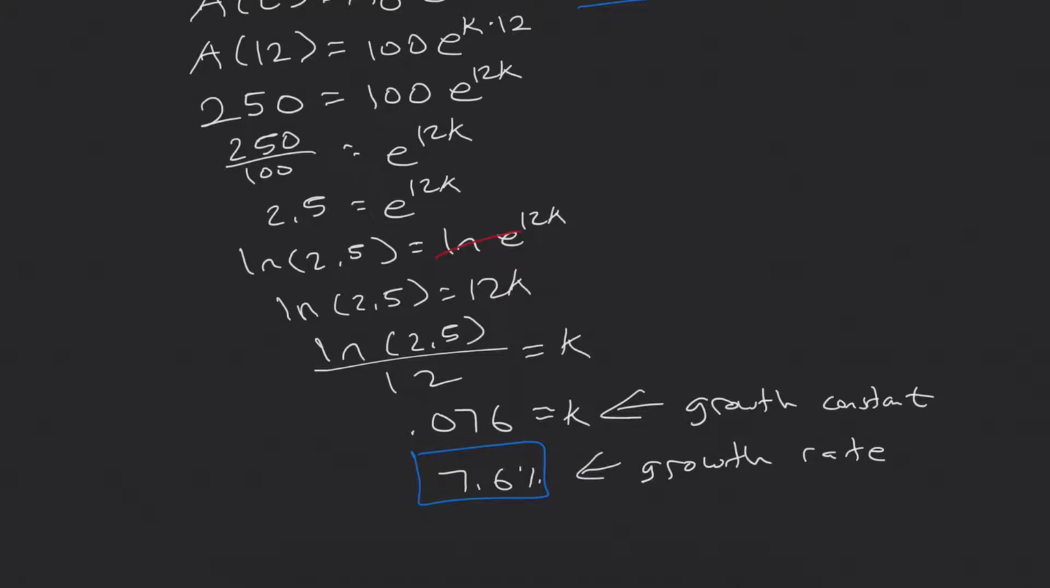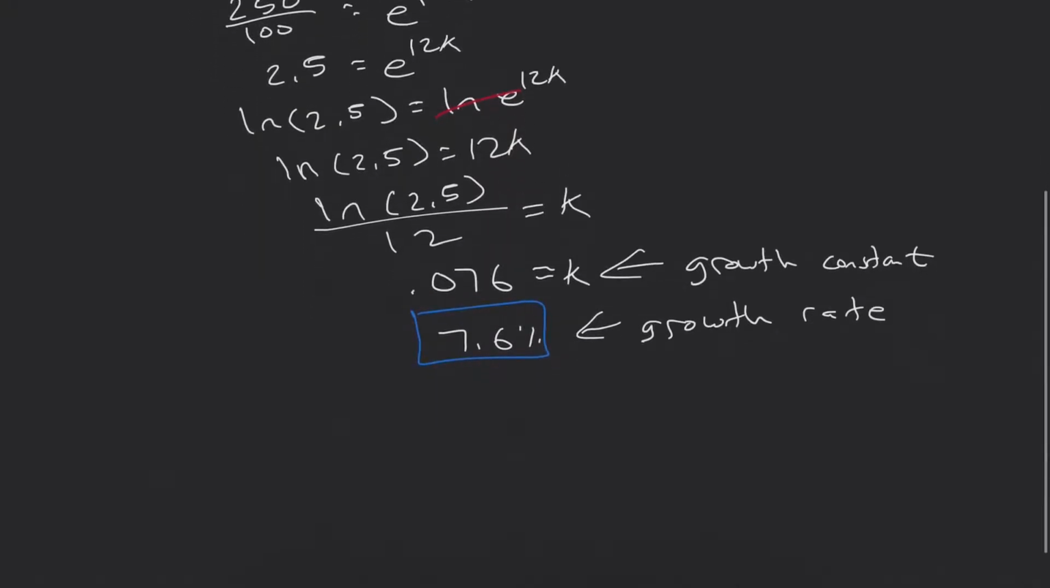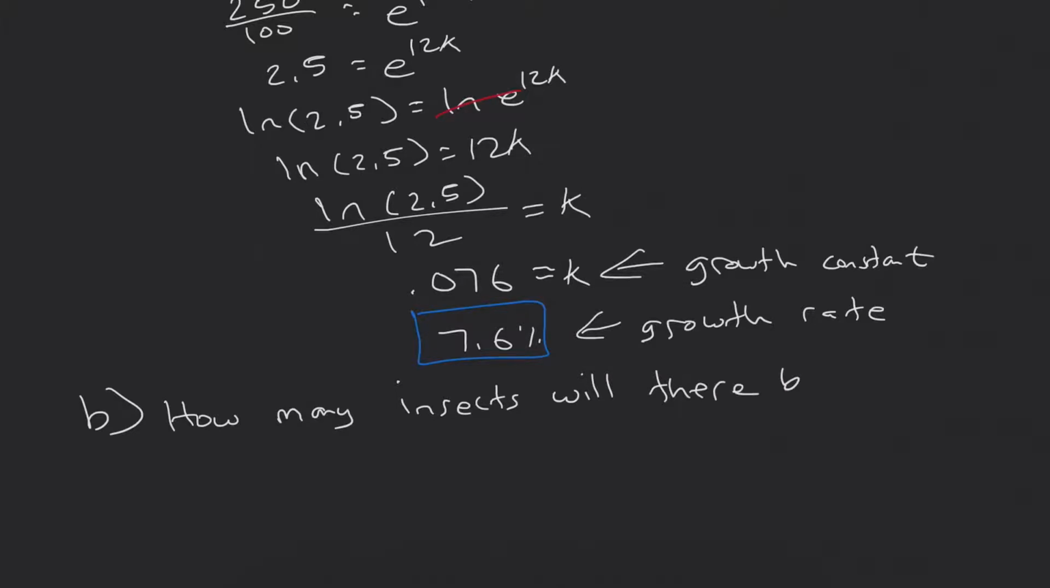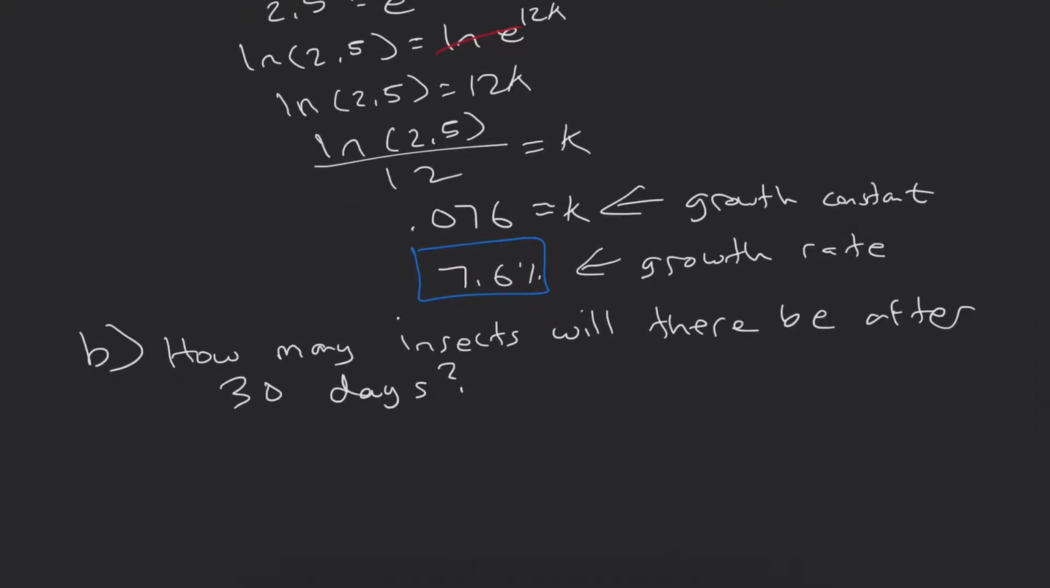All right. And then let's say for part B, I want to know how many insects will there be after 30 days. So how many insects will there be after 30 days? That means I'm trying to find A of 30. I know that 100 was the initial amount, e to the k, now I know what k is. k is equal to 0.076. And for t, I want to plug in 30 in this case.